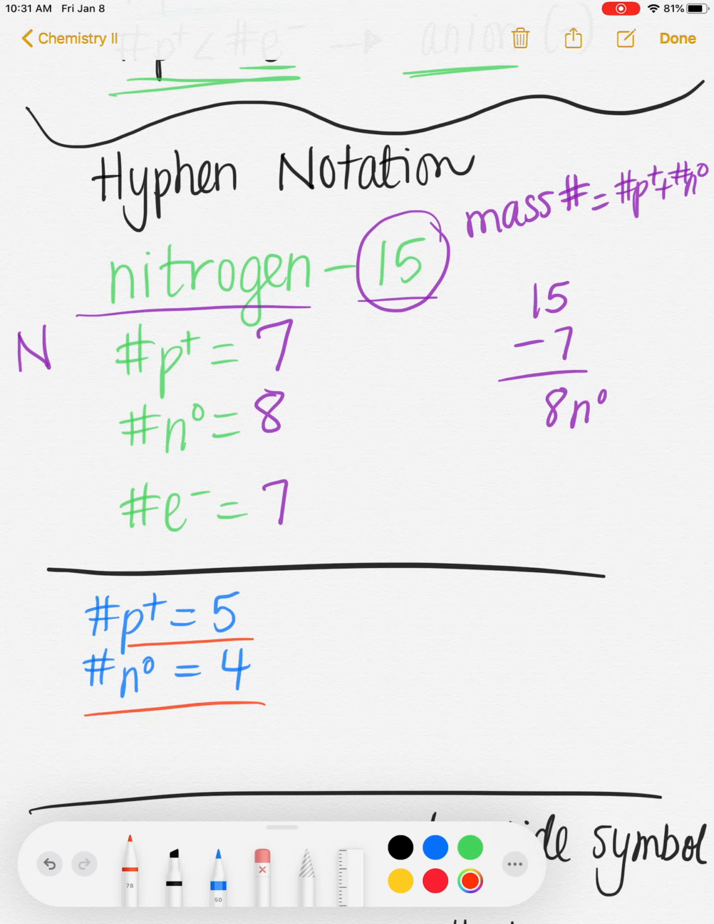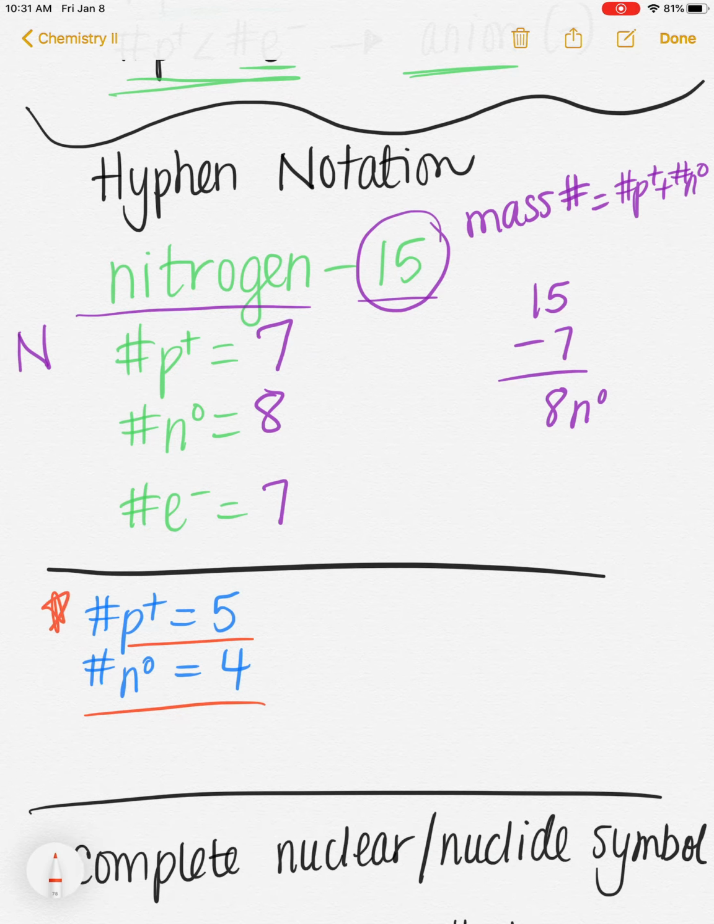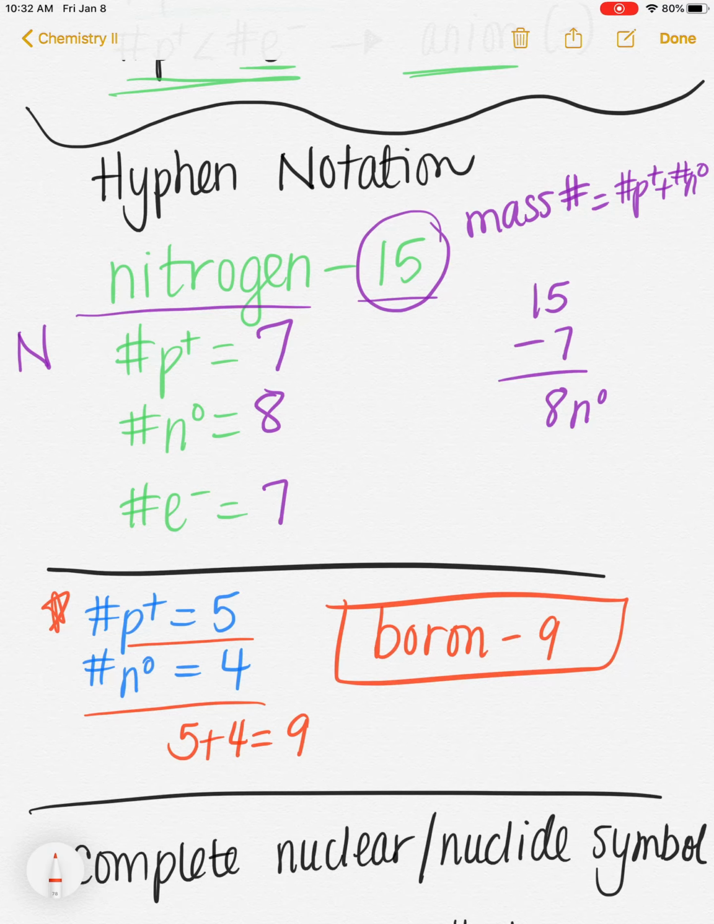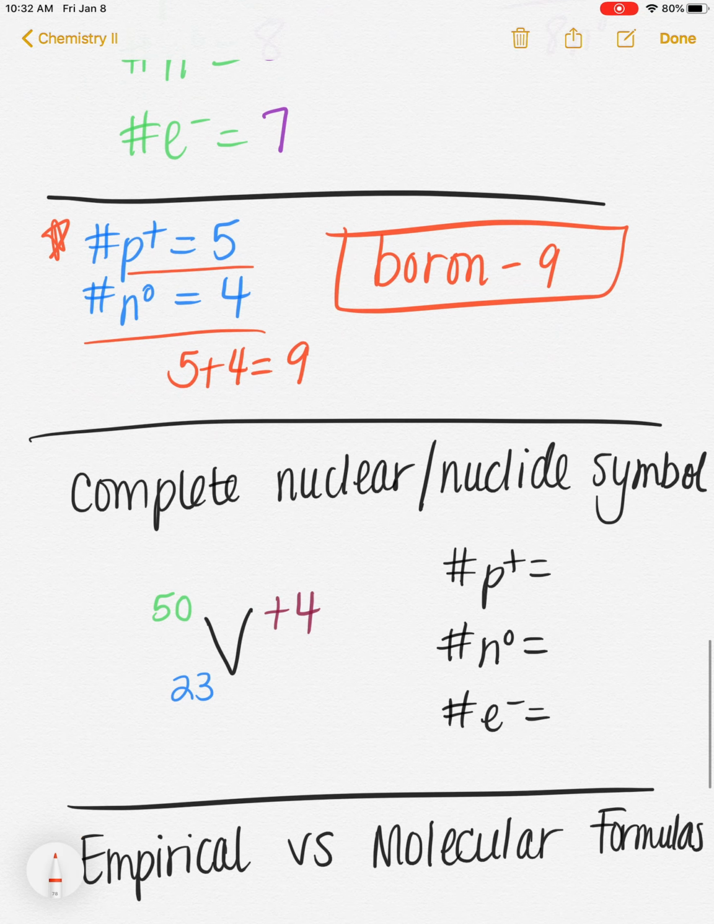So I'm going to have to go to the periodic table and look up what element has 5 protons. When I look that up, I see that there's a symbol of capital B. Capital B is the element boron, so I put boron, and then I'm going to put hyphen mass number. Well, the mass number is the protons plus the neutrons, so 5 plus 4 is 9. The correct hyphen notation is boron-9.